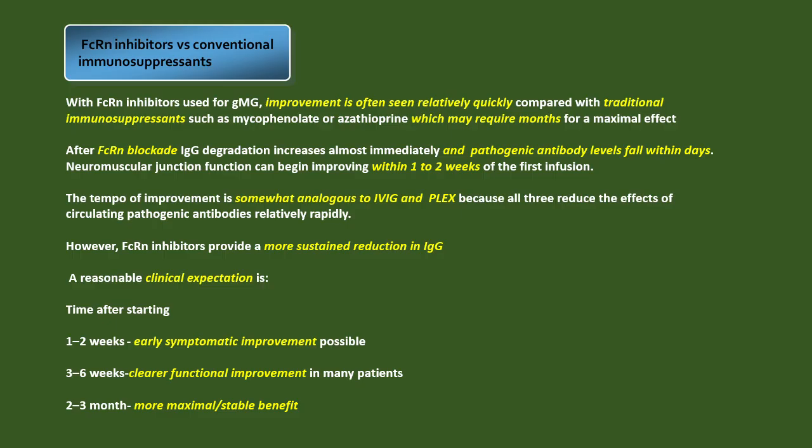The tempo of improvement is somewhat analogous to IVIG and PLEX because all three reduce the effects of circulating pathogenic antibodies relatively rapidly. However, FcRn inhibitors provide a more sustained reduction in IgG. A reasonable clinical expectation is, time after starting: 1 to 2 weeks, early symptomatic improvement possible; 3 to 6 weeks, clearer functional improvement in many patients; and 2 to 3 months, more maximal and stable benefit.